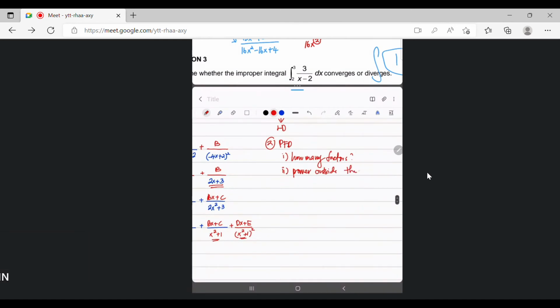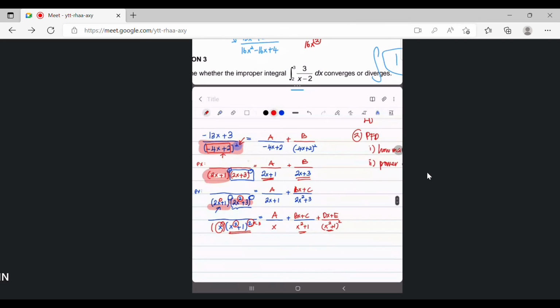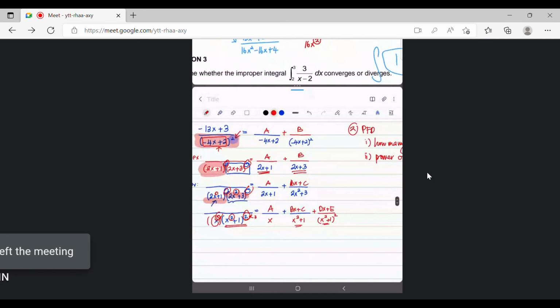Outside the factor, or the factor's power. Okay, yang luar ni, kat luar sini. Kita tengok ada power ke tak ada power. Okay, kenapa kita nak tentukan ada power ataupun tidak? Sebab kita nak determine adakah dia proper or improper.